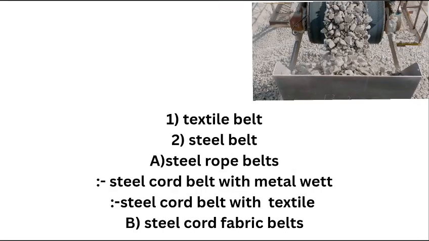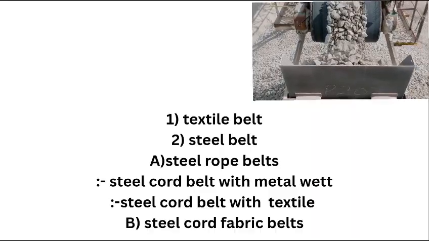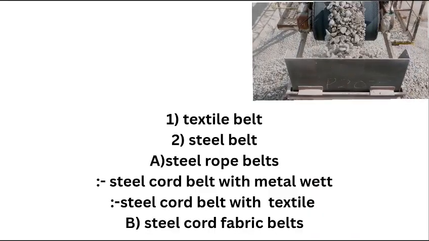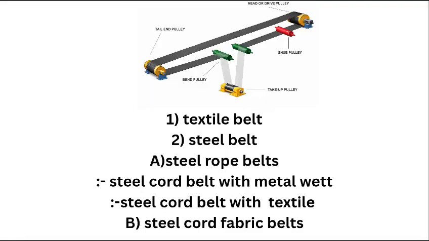etc. Types of conveyor belt: textile belt and steel belt. Steel belts are classified into two types: steel rope belt and steel cord fabric belt. The steel rope belts are classified into two types: steel cord belt with metal weight and steel cord belt with textile.